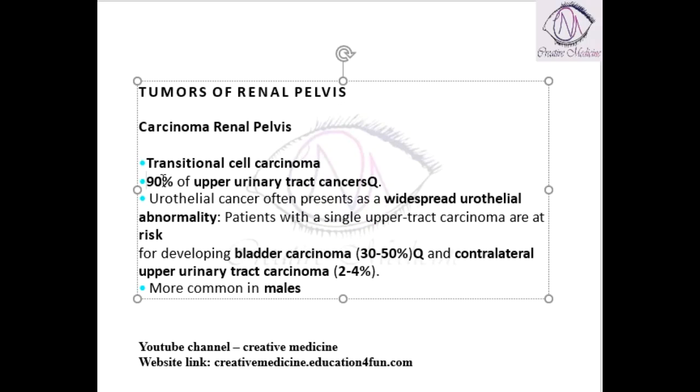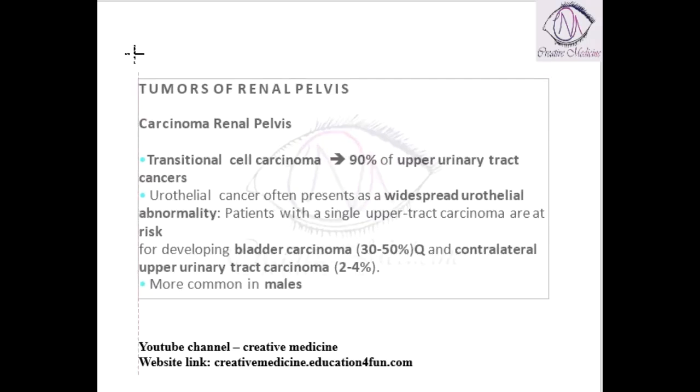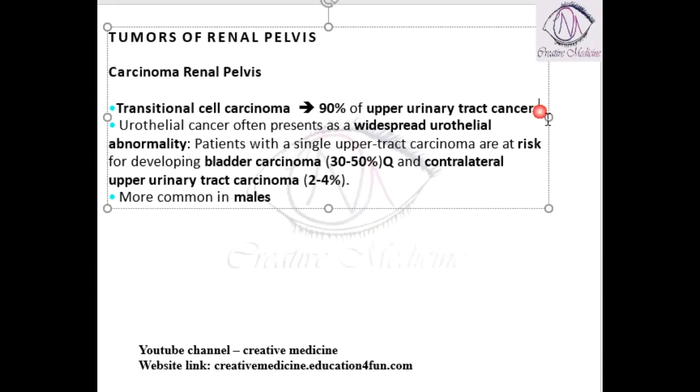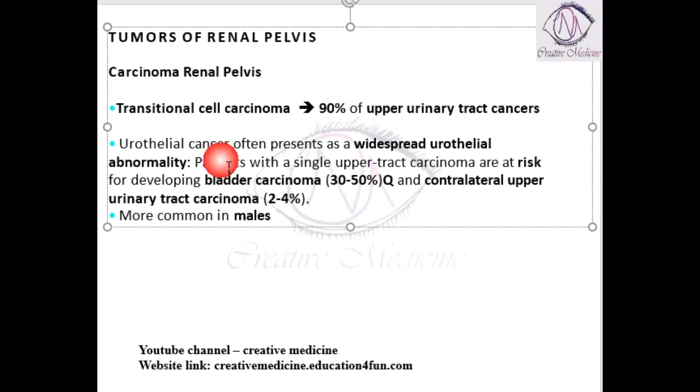This carcinoma of renal pelvis is a transitional cell carcinoma, and it accounts for about 90% of all upper urinary tract cancers. Then, urothelial cancer is sometimes present as widespread urothelial abnormality.